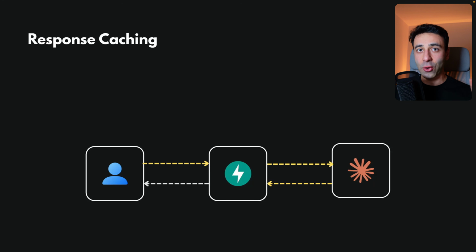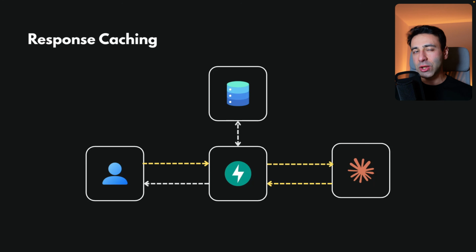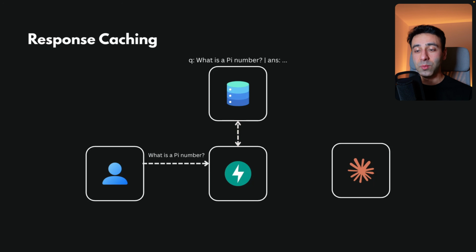Meaning, if the LLM returns the answer the first time, we're actually going to be using some kind of a database, basically a key-value store, where we can store this question. Meaning, the next day, if the question comes as what is a pi number, and our question is already stored in simple text and the answer as well, we're going to be giving this value back to the user instead of contacting the LLM.